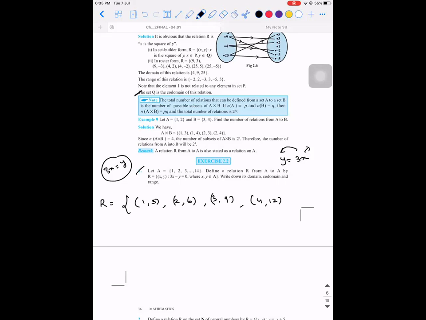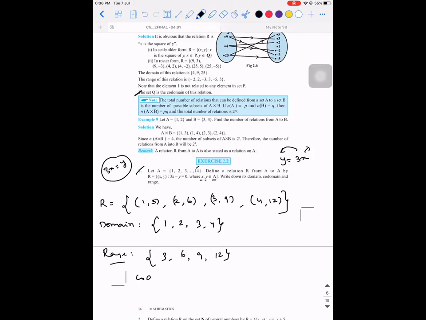No, sir. You should not write it because x and y both belong to set A. Set A does not have 15, so you should not write it. So you should stop with this. So if I stop with this, then what will be the domain for me? 1, 2, 3, 4. That's it. So the set {1, 2, 3, 4}. And what will be the range for me? The set {3, 6, 9, and 12}.